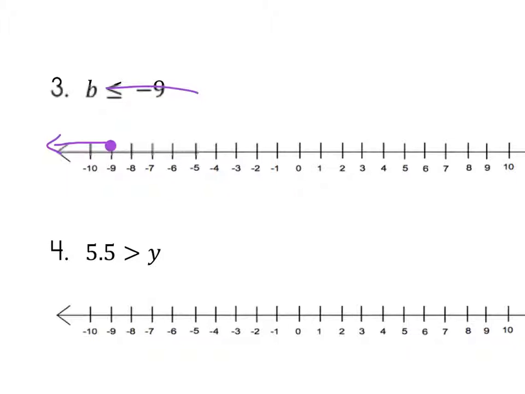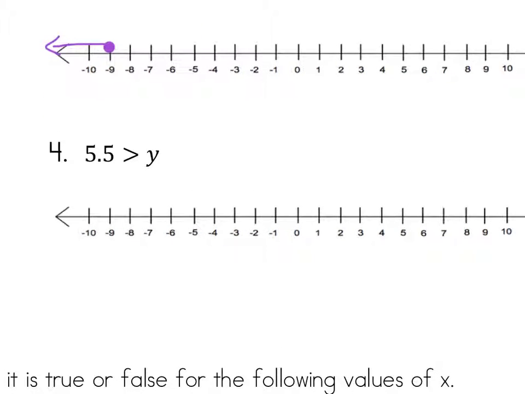Now, I guess this is a great question now. We see in question 4 that the variable is not on the left-hand side. So what we should do, and this is what I like to do, is I just like to rewrite it. So instead of 5.5 being greater than y, that just means that y is less than 5 5/10.